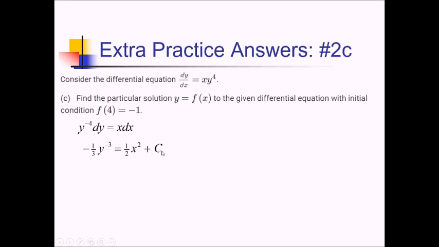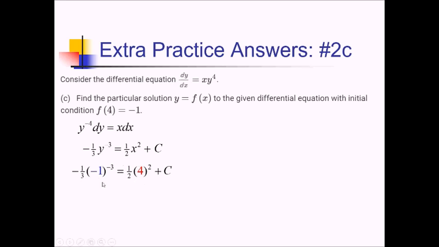I have to find the c value for the particular solution. So to do that, let me plug in 4 for x and -1 for y, just my initial condition here. So I have -1/3 times -1 to the -3. A lot of negatives over there. On the right side, this is 1/2 times 4 squared plus c. Well, let's look where the light is brightest here. This is really half of 16. That's going to be 8 plus c on the right side.